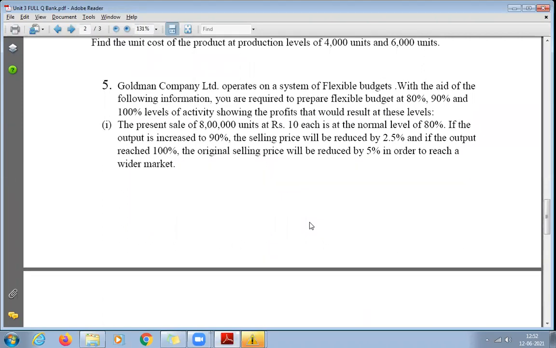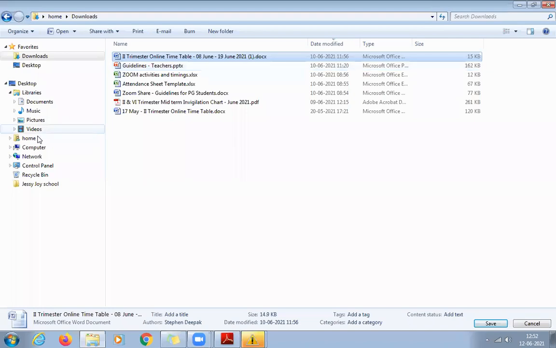So he is not asking us to calculate unit cost. So we don't need to calculate unit cost. We will directly go for total cost only. Okay. If there is no doubt in the question, we will go for the solution part.